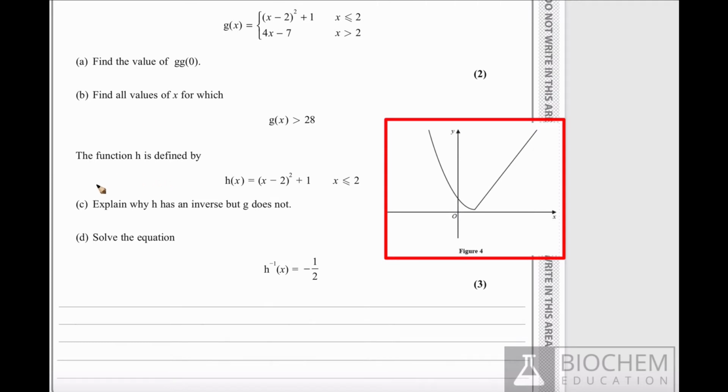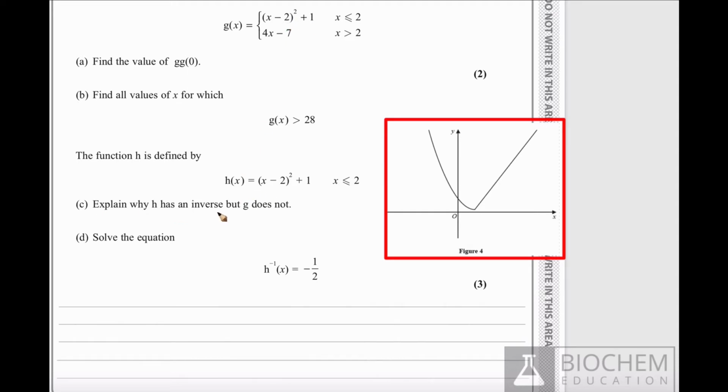Question 6, part C. The function h is defined by h of x equals bracket open x minus 2 bracket close square plus 1 for x values less than or equal to 2. If you look at this carefully, this is actually a part of g of x. This equation written over here is exactly the same equation as that. Looking into the graph, we can see that the straight line section of this graph was represented by this equation of g of x, whereas the curved region of g of x was represented by this section. And this section is your h of x.